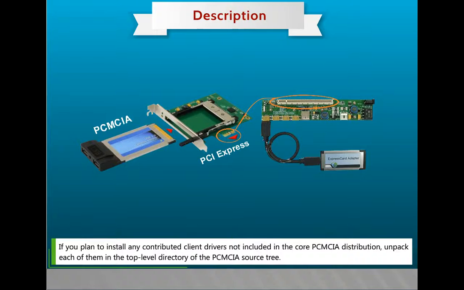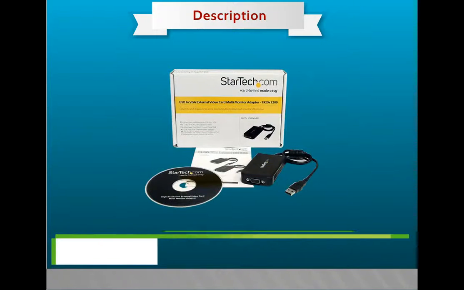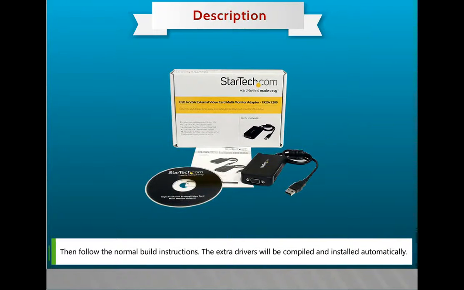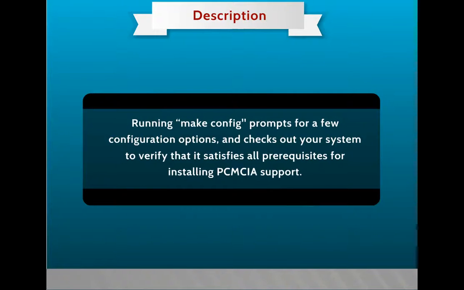If you plan to install any contributed client drivers not included in the core PCMCIA distribution, unpack each of them in the top level directory of the PCMCIA source tree. Then follow the normal build instructions. The extra drivers will be compiled and installed automatically. Running make config prompts for a few configuration options and checks out your system to verify that it satisfies all prerequisites for installing PCMCIA support.